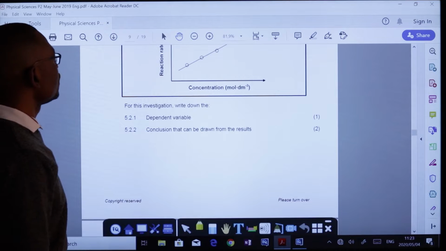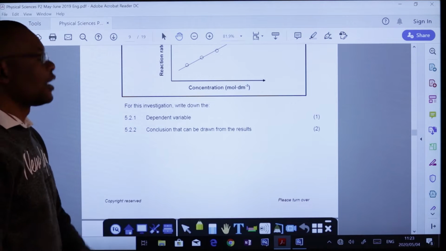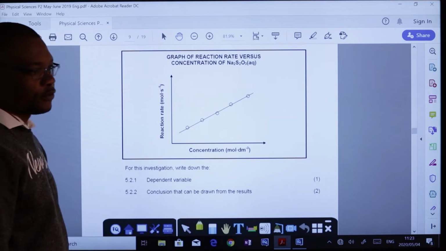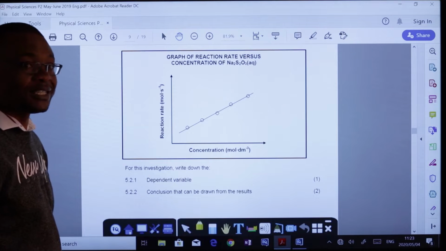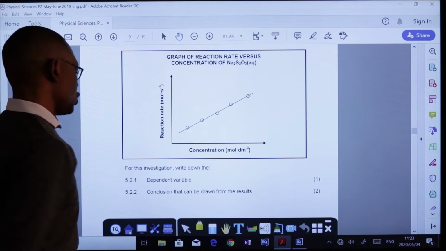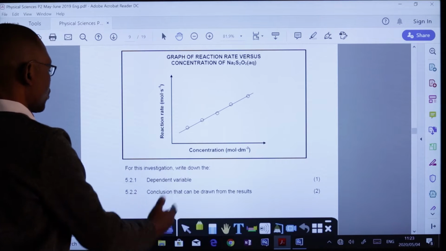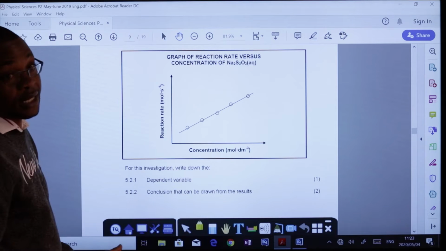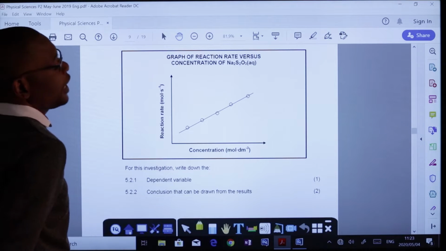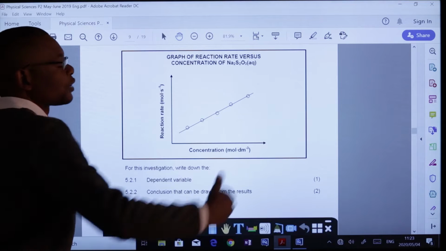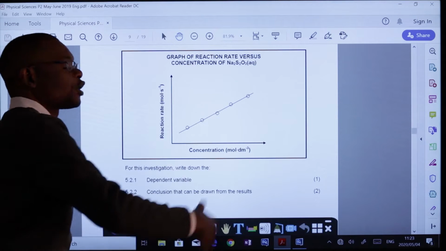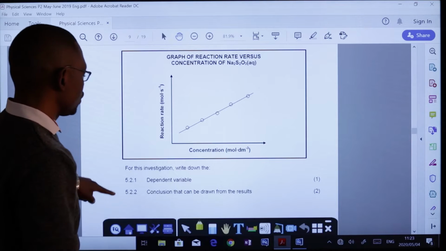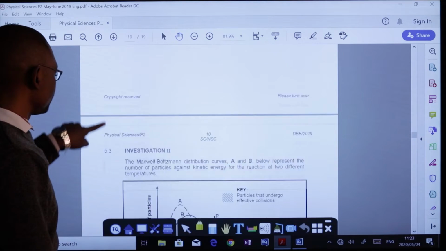For this investigation, write down the dependent variable. The dependent variable is the rate of reaction. And what does it depend on? It depends on the concentration. Then write down the conclusion that can be drawn from the results. We have just said it from our study of the diagram. You can conclude that the higher the concentration, the higher the rate of the reaction, for 2 marks. Just that.